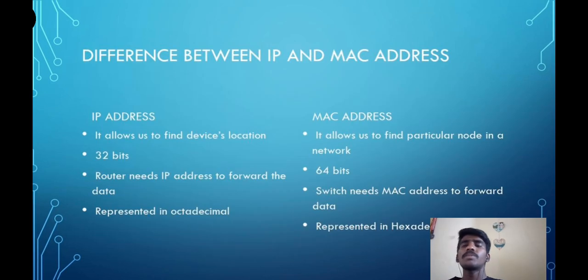Now, what's the difference between IP and MAC address? The IP address allows us to find the device location, and it occupies 32 bits. The router needs the IP address to forward the data, and it is represented in decimal. Whereas the MAC address allows us to find a particular node in a network, as I told you before, and it occupies 48 bits. The switch needs the MAC address to forward data, and it is represented in hexadecimal.